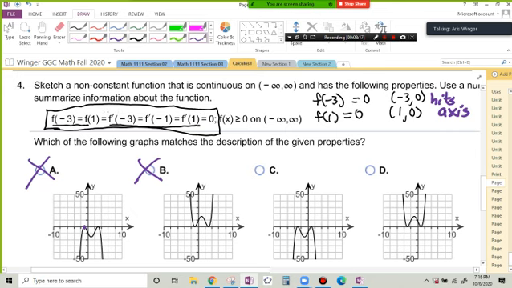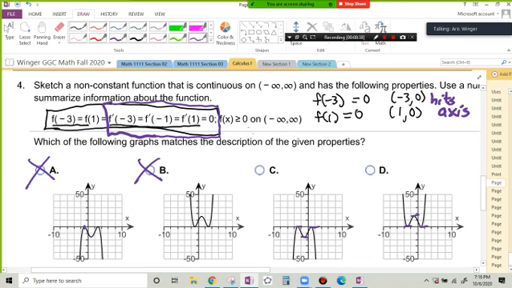So this alone, let's use a different color. This alone says it's flat. The derivative is 0 at -3, at -1, and 0. And of course, both C and D do that. Flat here, flat here, flat here. That doesn't help us. All right.